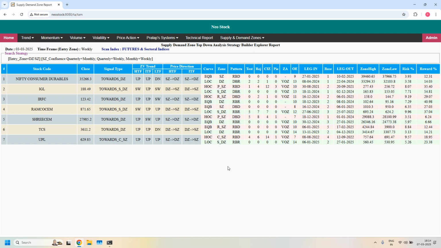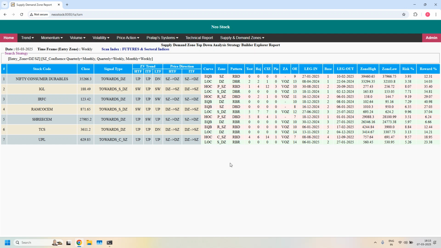And quarterly supply zones having quarterly EMA confluence also we will identify. Out of these 7, how many quarterly supply zones are having quarterly EMA confluence? Because weekly and monthly zones together part of the quarterly zone.